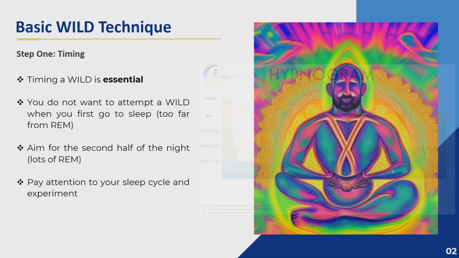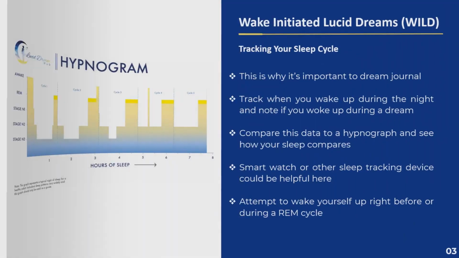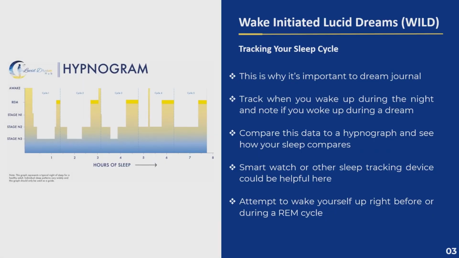So when exactly do you set your alarm to wake you up in the middle or in the ballpark of REM? This is where experimentation, a key ingredient for a successful lucid dreaming practice, comes into play. You could try a trial and error approach to finding the best time to attempt a WILD by setting your alarm for different times between 4 and 6 hours of sleep. Or you could take a more scientific approach and try to track your sleep cycle.